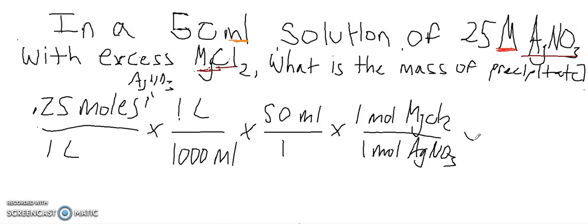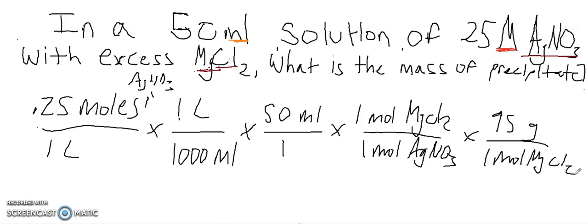Now what we do from here is we need to go to our periodic table and find the mass of 1 mole of MgCl2. And that's going to be used by the atomic mass. And we can find the weight of sort of 1 mole of each of the elements in this molecule. So magnesium is around 24 and chlorine is around 35.5. So when we add that up, we're going to end up with 95 grams per 1 mole of MgCl2.